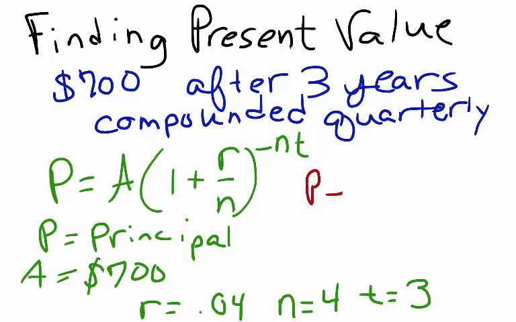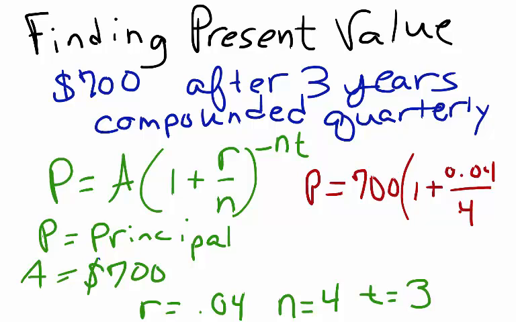So we'll have P equals A, which is 700, times (1 plus our rate, 4%, written as a decimal, divided by N, number of times per year compounded, which is 4), all raised to the negative 4, again for the number of times per year we're compounding, times 3, our time in years.